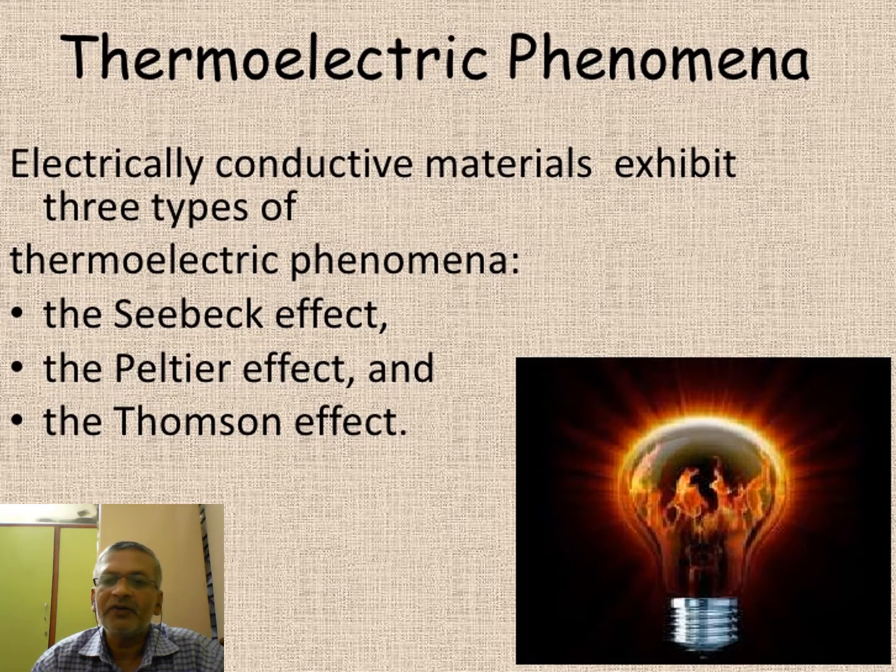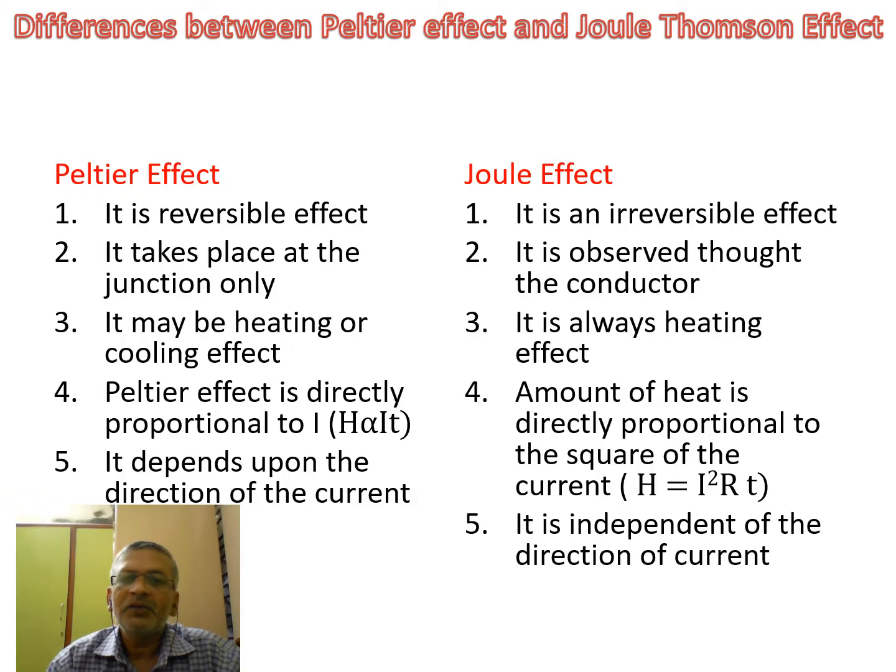Thermoelectric phenomena, as we know, is the production of current electricity from heat due to metals. In this phenomenon, we have studied the Seebeck effect, Peltier effect, and Thomson effect. Now we want to list out the differences between the Peltier effect and the Joule heating effect. The Peltier effect is a reversible phenomenon, while Joule's heating effect is irreversible. The Peltier effect takes place only at the junctions, but the Joule effect is observed throughout the conductor.